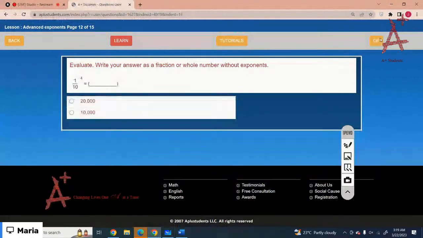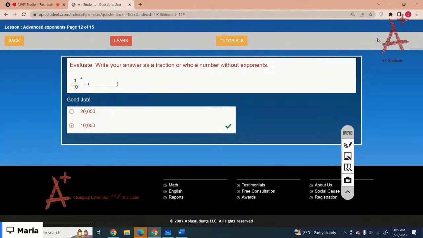Okay, 1 over 10 exponent negative 4. So which is the correct option? Option 1 or option 2? That means you need to multiply 10 four times, 10 times 10 times 10 times 10. That would be 10,000. So the correct option is 10,000.